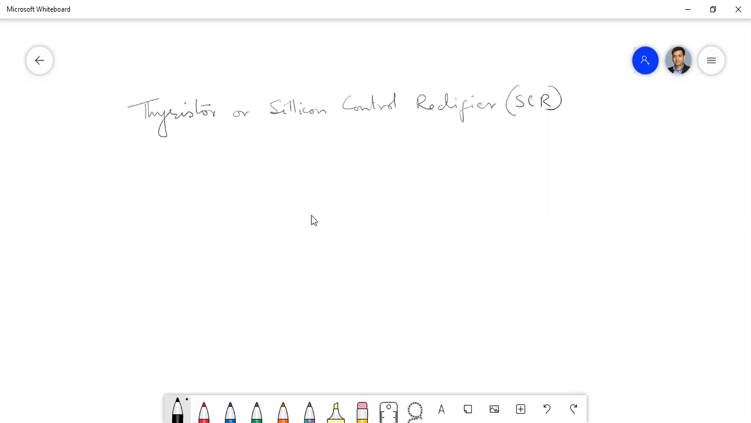But this particular device, which is called the silicon control rectifier or thyristor, is similar to the bipolar junction transistor, by which we can control power electronics devices. It is a control rectifier, but it has 4 layers. So that is the difference between it and other devices like BJT or MOSFET. So it's a 4-layer device. Let me draw the layers.